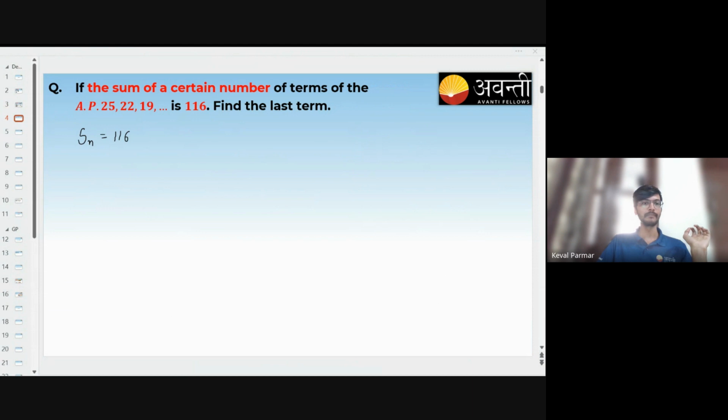Now let's see the AP. This is the AP. So we can easily get A, which is basically 25. What is D? D is minus 3. So let us use the formula of Sn. Sn is n by 2 into 2A plus n minus 1 into D, which is equal to 116.